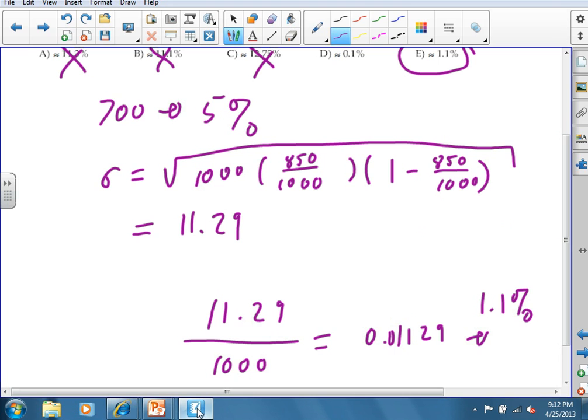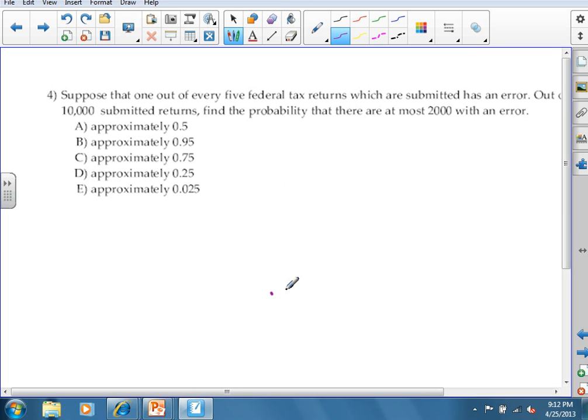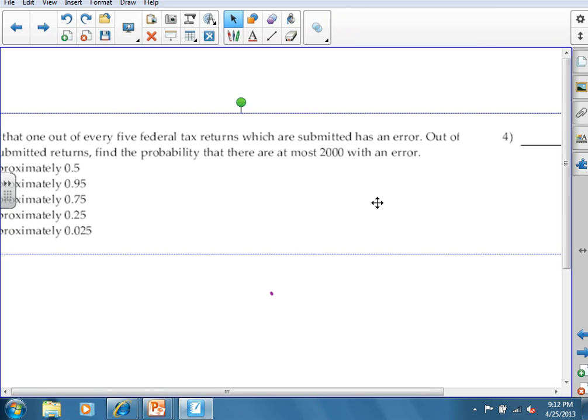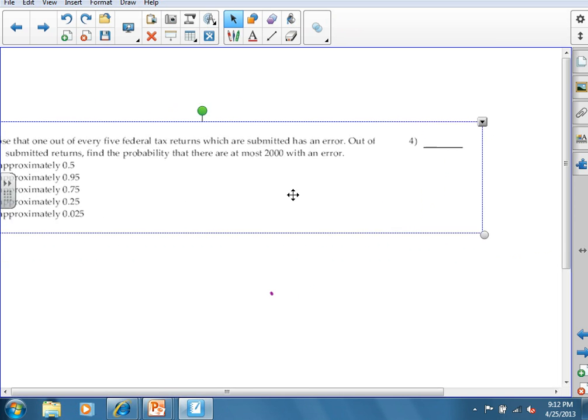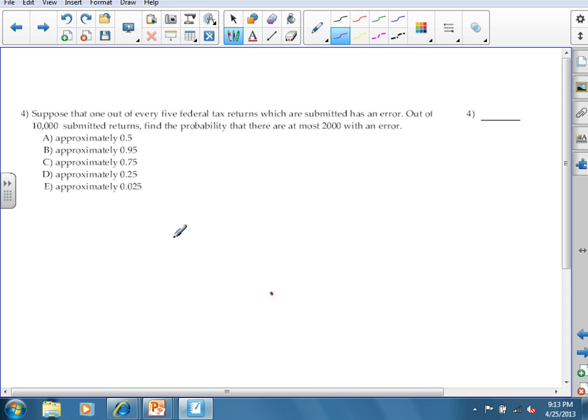Okay. Back to what we're doing. What were we doing? Suppose that 1 out of every 5 federal taxpayers, suppose that you can't even read the problem because it doesn't fit on the screen. Then what do you do? All right. Suppose submitted has an error. Out of 10,000 submitted returns, find the probability that at most 2,000 with an error. Okay. So we have 1 vote for B.